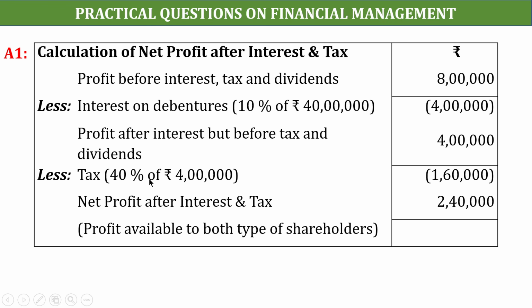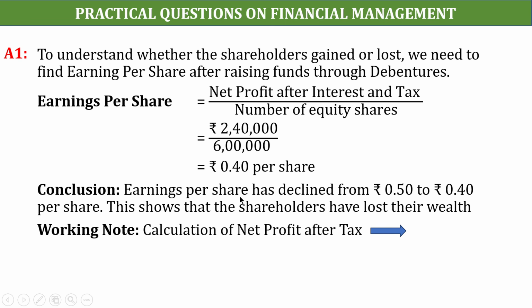On this 4 lakh we have to pay 40% tax, that is 1 lakh 60,000. So after paying interest of rupees 4 lakh and tax of 1 lakh 60,000, the remaining profit available is 2 lakh 40,000, and this is the profit which is available for the shareholders. Here there is only one kind of shareholder, the equity shareholders. So earning per share is rupees 2 lakh 40,000 upon the number of equity shares, that is rupees 40.